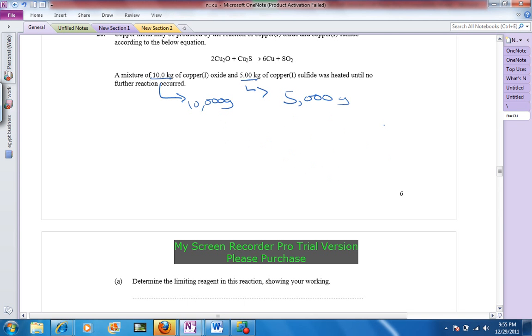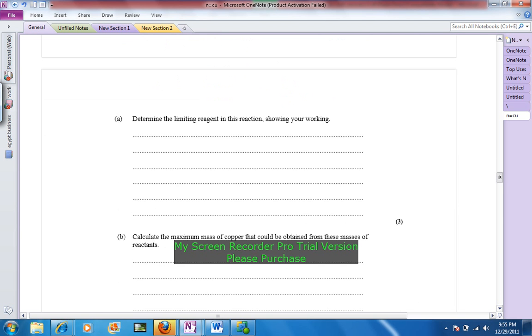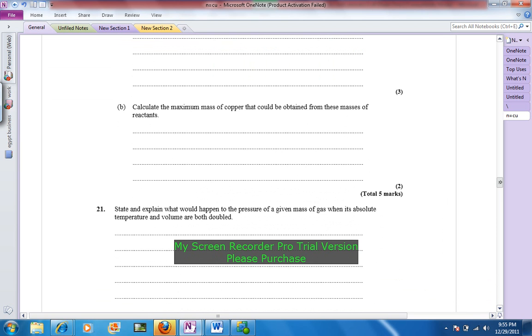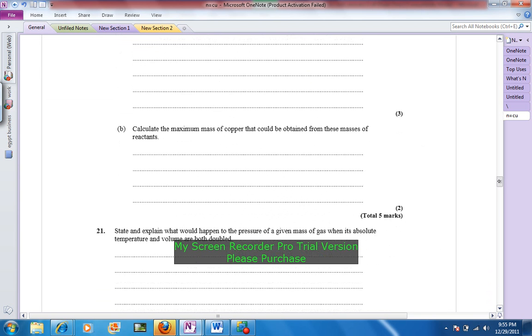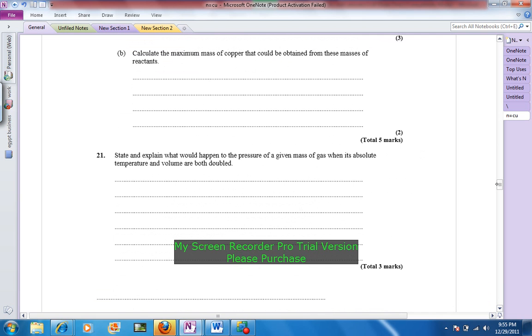Okay, and yeah, it shouldn't be that difficult. It's the same thing. The answer for this one, the limiting reagent in this reaction is Cu2S. Okay. Again, if you really don't know how to do this, I really want you guys to do it by yourself so you get it and you don't just sit there and watch me.